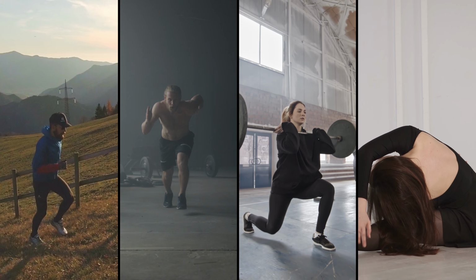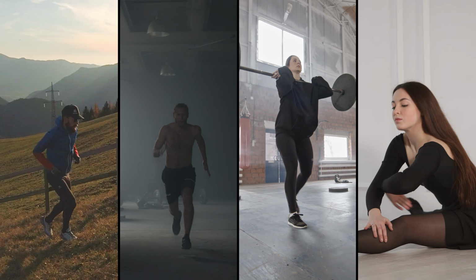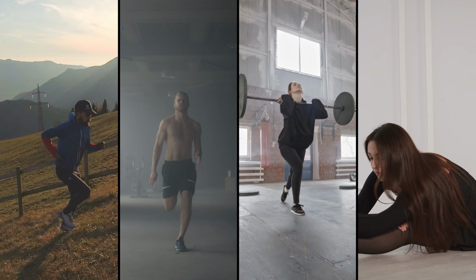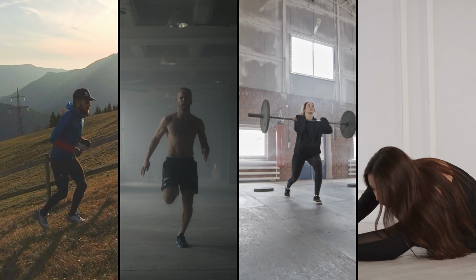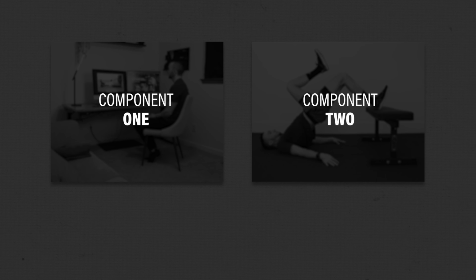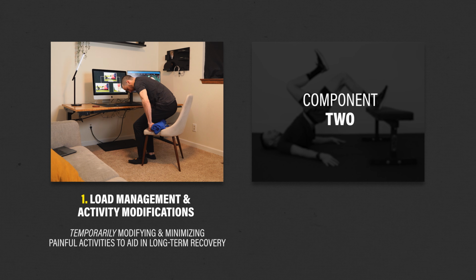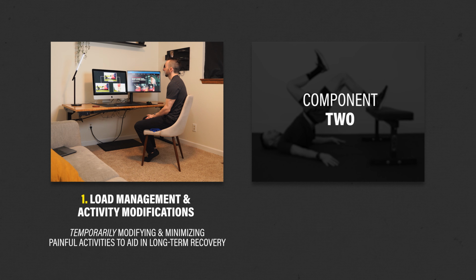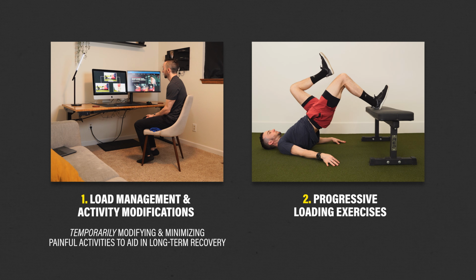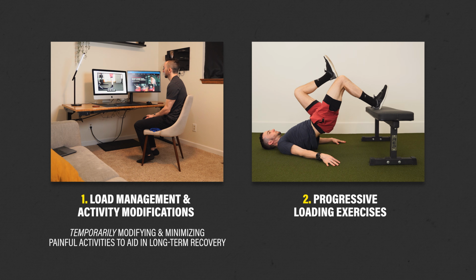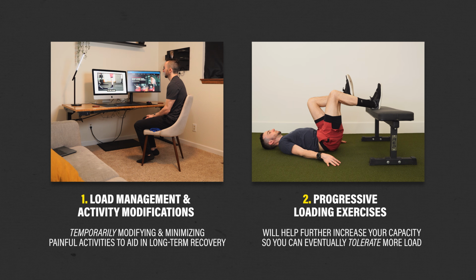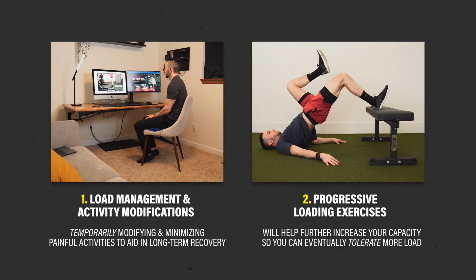Common examples include the sudden introduction of sprinting, lunging, or hill running into your training, or even excessive stretching into positions of deeper hip flexion. To help facilitate recovery, rehab will revolve around two main components. First, you will focus on load management and activity modifications, which involves temporarily modifying or minimizing painful activities in order to aid in long-term recovery. Second, you will implement progressive loading exercises 2 to 3 days a week to help further increase your capacity so you can eventually tolerate more load.